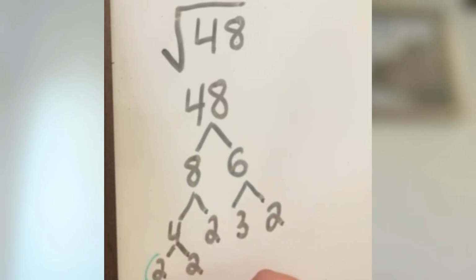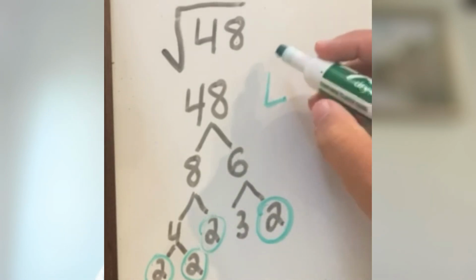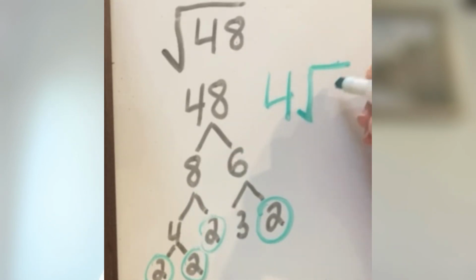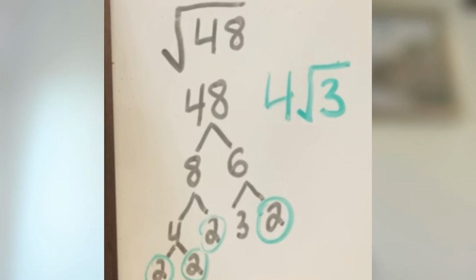Now I'm going to look for pairs to combine, circling those. So I have a pair of 2's and I have another pair of 2's. So I can pull out 2 2's. So therefore, I'm going to pull out 4. And I'm going to be left with 3 inside. So 4 square root of 3 would be our simplified version of the square root of 48.